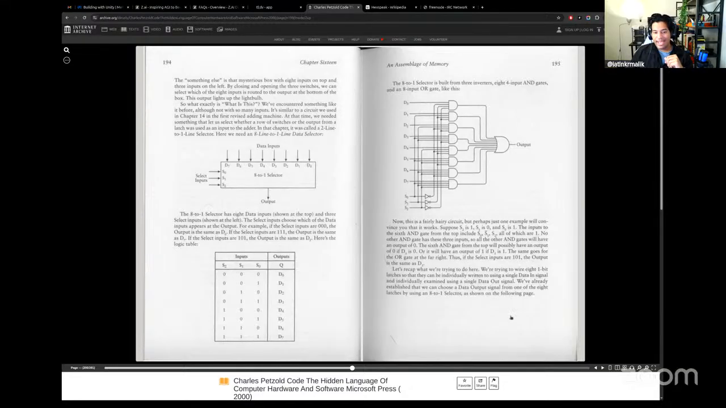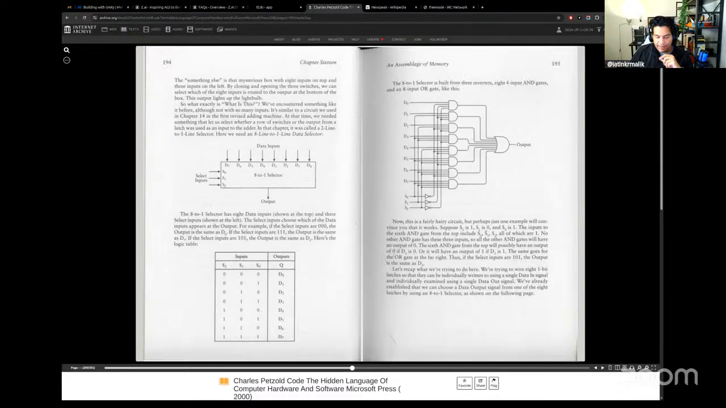Now, this is a fairly hairy circuit, but perhaps just one example will convince you that it works. Suppose S2 is 1, S1 is 0, and S0 is 1. The inputs to the sixth AND gate from the top include S0, S bar 1, and S2. This is fairly complex, but I can think of it as this one going before the bar, and this one going before the bar, but this one going after the bar.